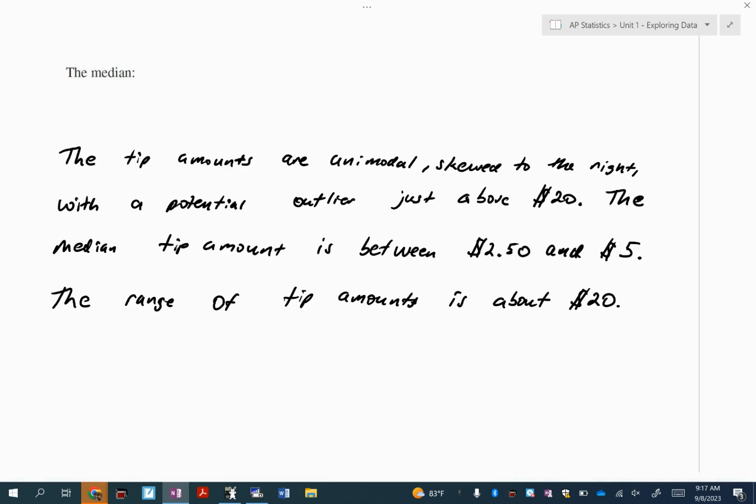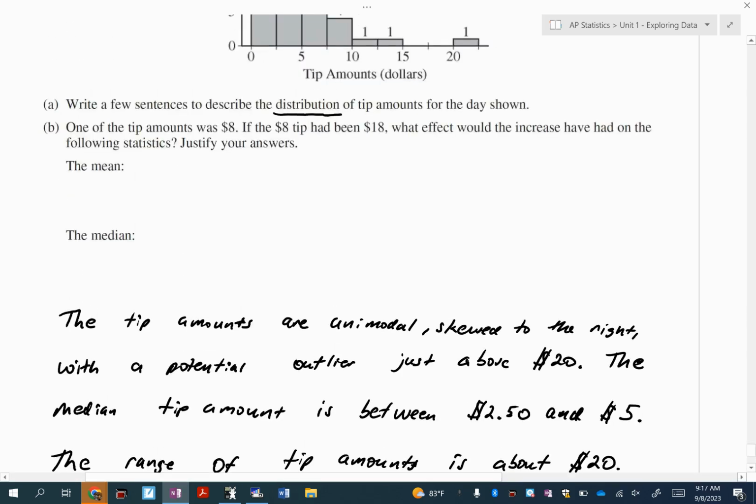Okay, any questions on A? Shape, center, spread, in context. Got to do that. That's going to be there on your test next week. Guarantee it. Let's do B.